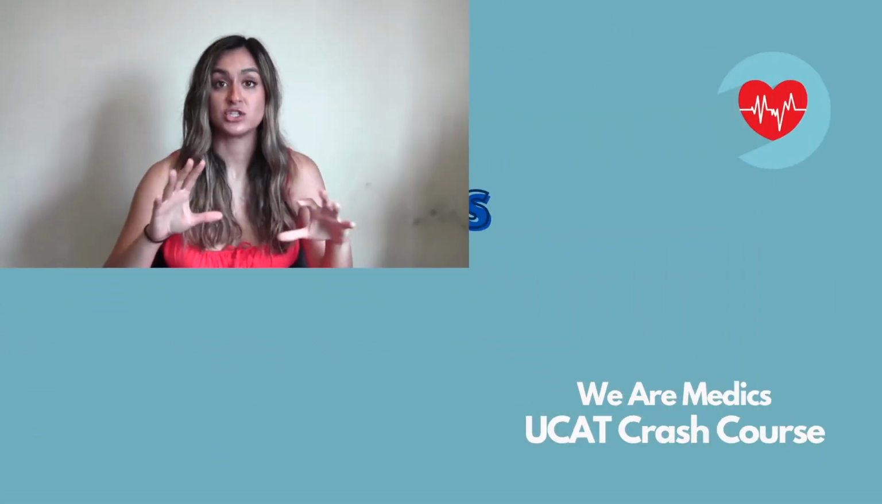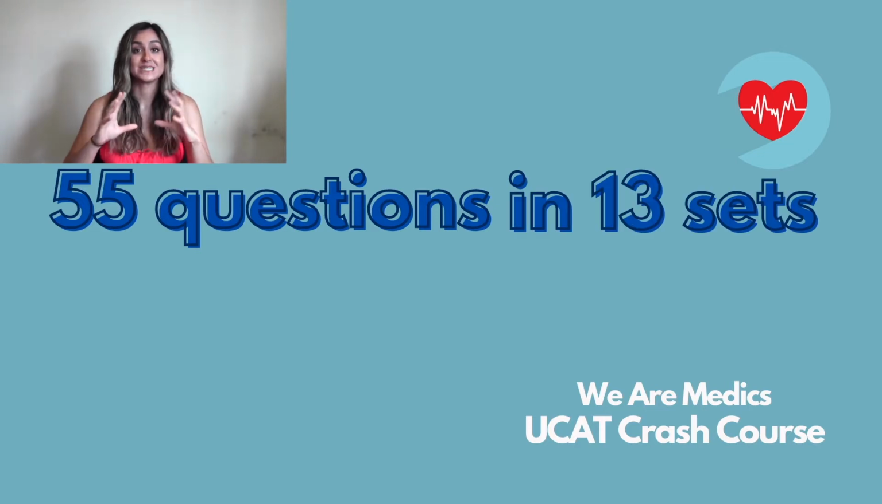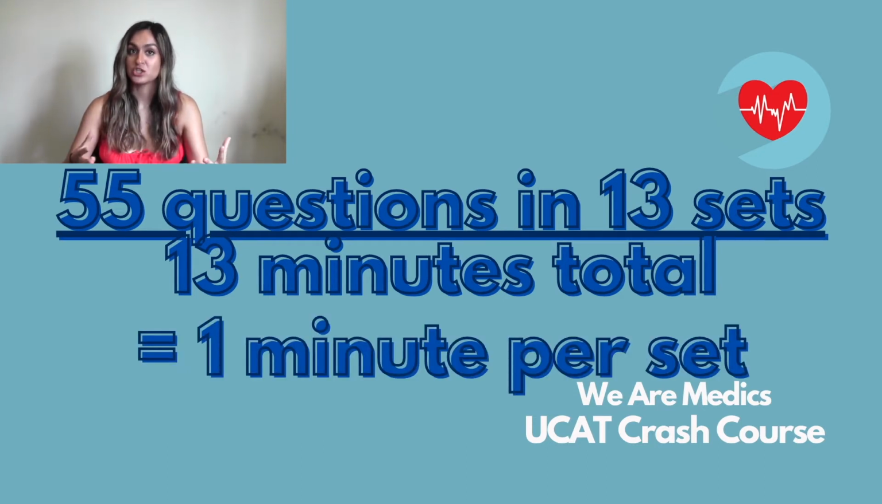So let's break abstract reasoning down. As I've mentioned before, it's used to try and assess your spatial awareness and pattern recognition. The way that they do this is that it is the fourth part of the UCAT and it is 55 questions long. It's made up of 13 question sets and you have 13 minutes to answer all of the abstract reasoning. Now, that might sound time pressured, so that is 1 minute per question set.